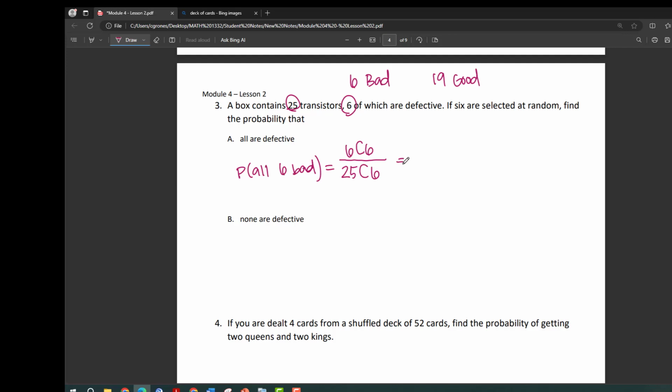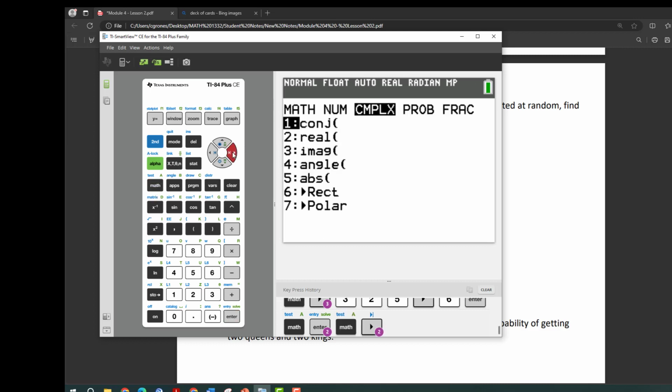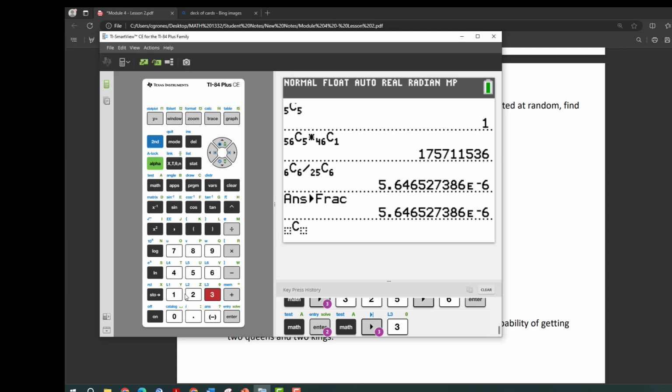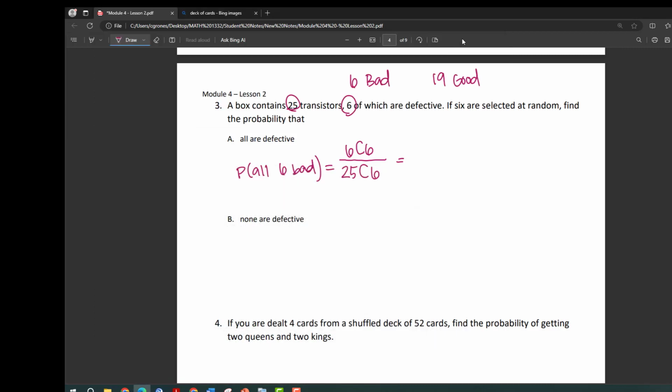Okay, we can put this into our calculator. It's not letting me do it as a fraction, so let me just do math, probability, nCr, and I'll do 25 C 6. And this is our denominator. We know that our numerator is 1, so it is 1 over 177,100. Okay, so that is choosing all 6 that are defective.